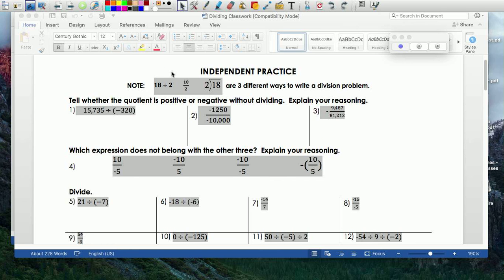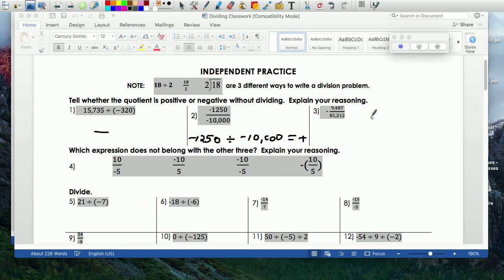First one, it tells us to tell whether the quotient is positive or negative without dividing. So I have a positive and a negative, and again, just remember that if the signs are different, we are going to have a negative quotient in this case. And here we have a negative divided by a negative, and if it helps, you can write it like this, so that you can see that it's a negative divided by a negative, and that therefore the answer is positive.